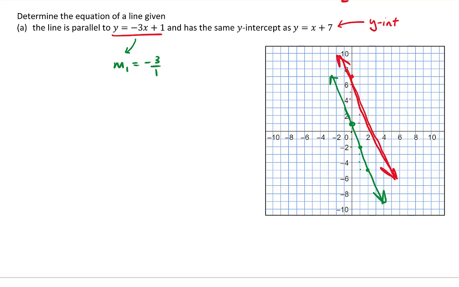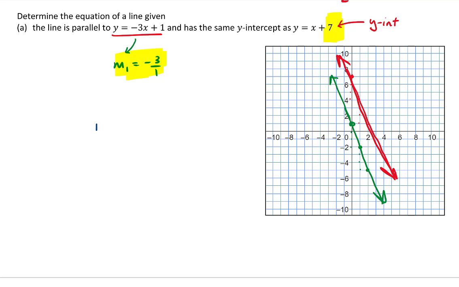So here would be the equation of the line that we're looking for. We're going to take two bits of information. We're going to take the slope from line 1 here, the y-intercept from this line here, and combine them to make the equation of our new line.